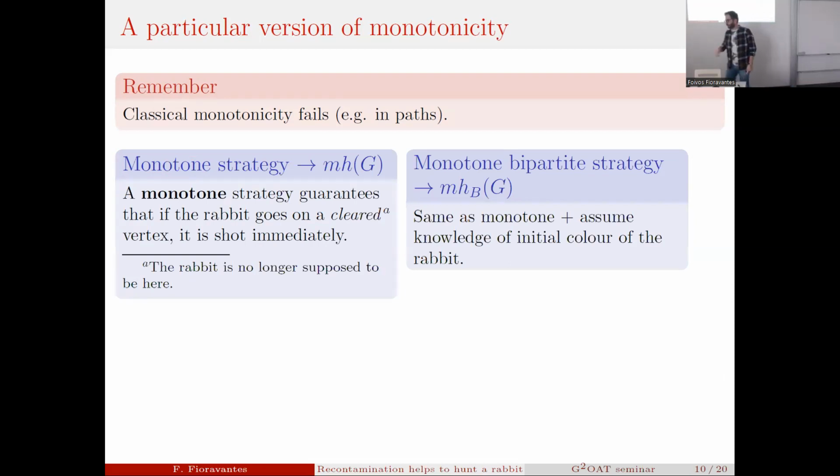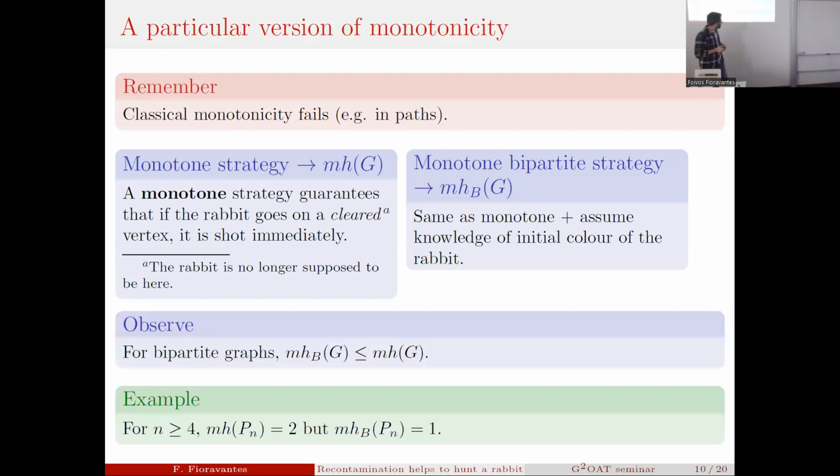And the bipartite monotone strategy, where it's the same thing, but we are just assuming that we are doing the second part of the strategy. Like we did the first part to decide in which bipartition the rabbit started from, and we are focusing on the second part, which can be monotone.